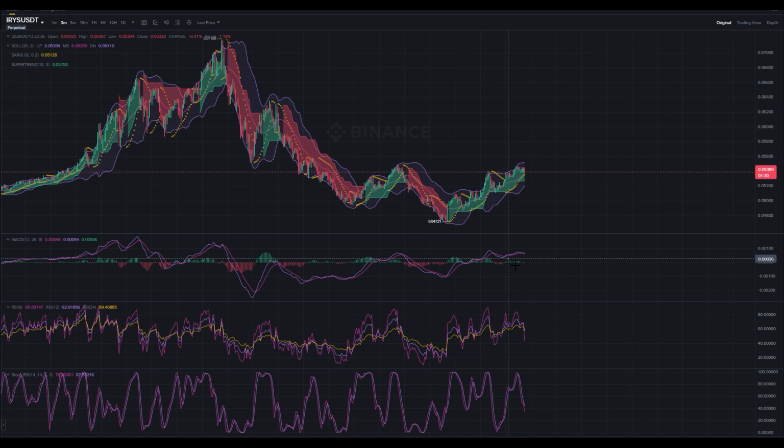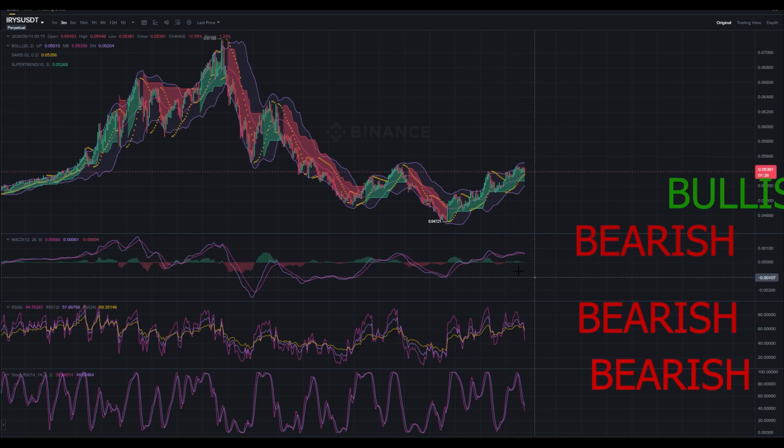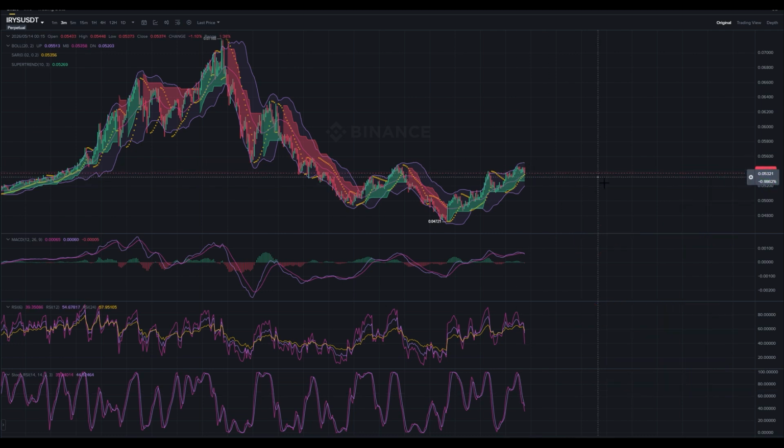Look, this indicator, MACD, is bearish. These three are kind of bullish. These three below are bearish. Price action is sideways. Now you don't know what to do. You cannot enter short because Super Trend is still bullish.